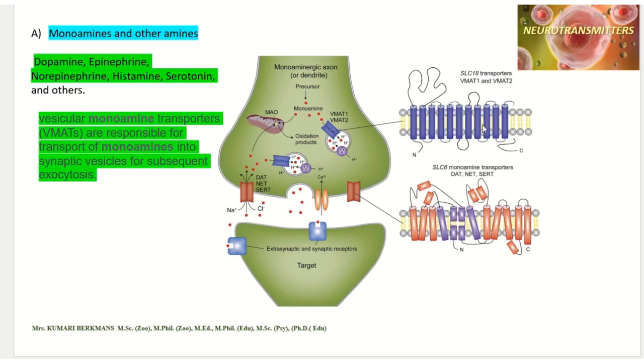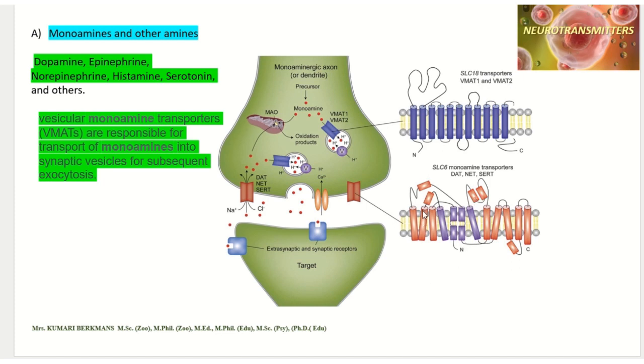You can see here there are two types of receptors. These are called transporters. This one is the transporters. It is given here. So how many types of transporters are there? VMAT1, VMAT2. What are VMAT1 and VMAT2? Vesicular monoamine transporters. Okay, so vesicular monoamine transporter 1, vesicular monoamine transporter 2.